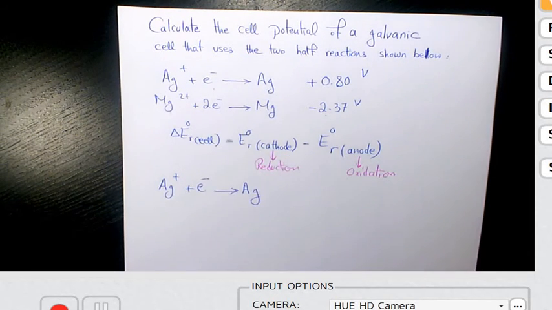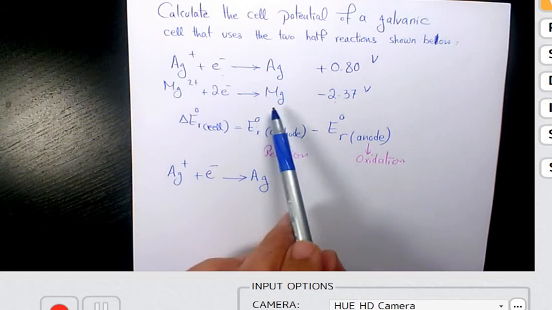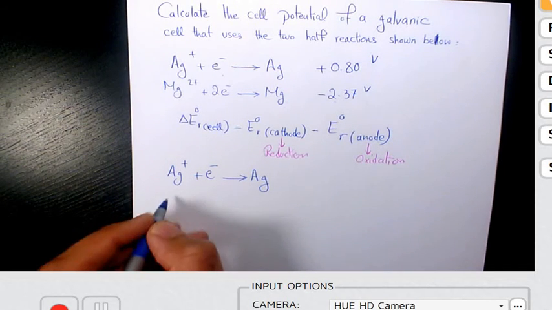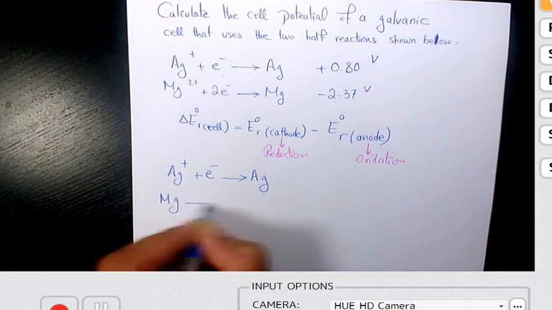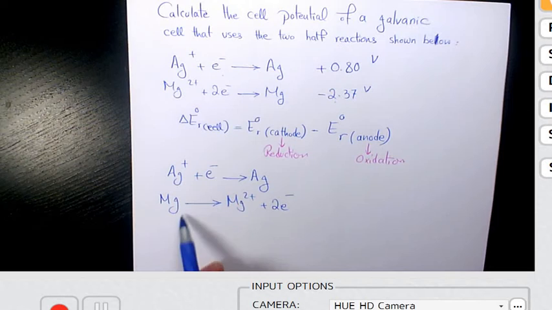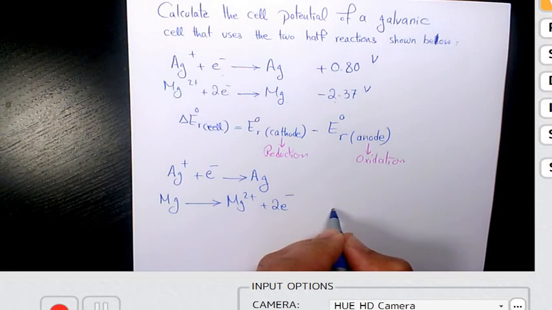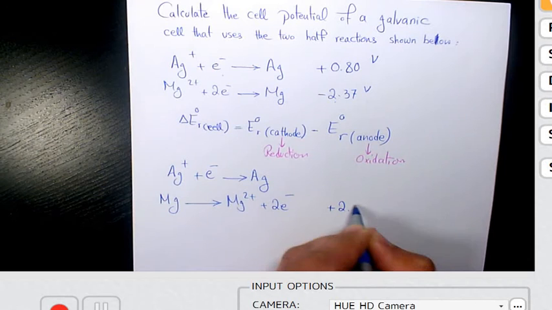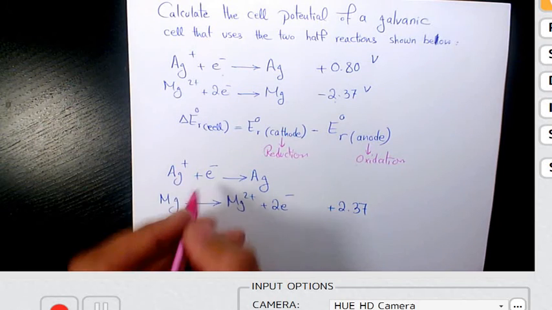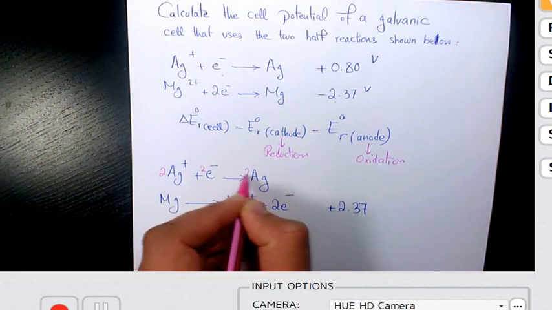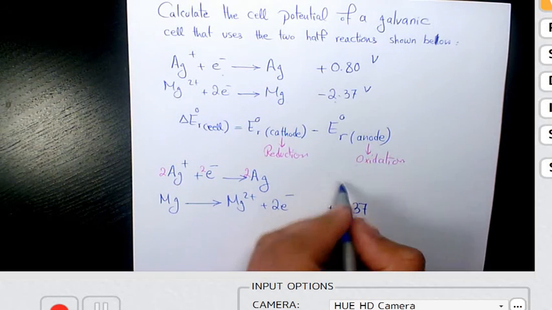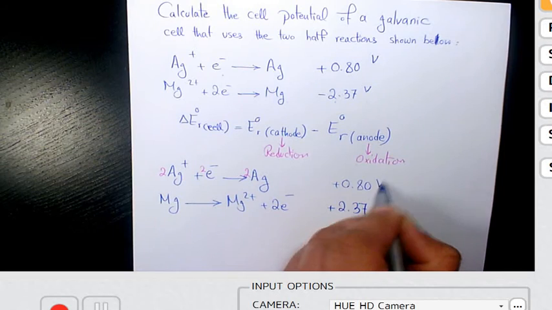But the second one, it has to be oxidation. So when we are dealing with oxidation, we need to flip the reaction. So it's going to be Mg gives Mg2+ plus 2e. And obviously this one is going to change to 2.37. And here, in order to balance it, we need to make it times 2, because 2 electrons and 2 electrons are going to cancel out, but we don't multiply this number by 2, we just keep it like that.